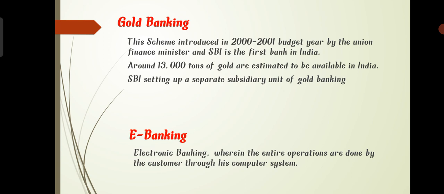Gold banking. The scheme was introduced in the 2000-2001 budget year by the Union Finance Minister, and SBI is the first bank in India to introduce the gold deposit scheme. Around 13,000 tons of gold are estimated to be available in India. Out of 13,000 tons, SBI has initially received 14.54 kg from 3,051 individuals. SBI is setting up a separate subsidiary unit for the purpose of gold banking.